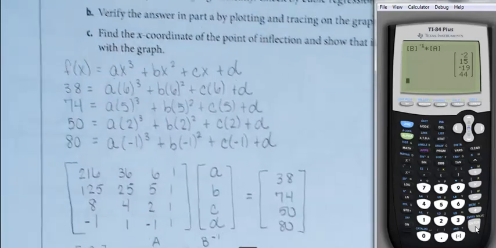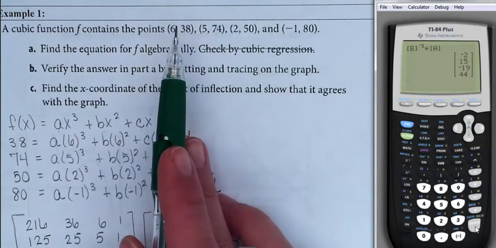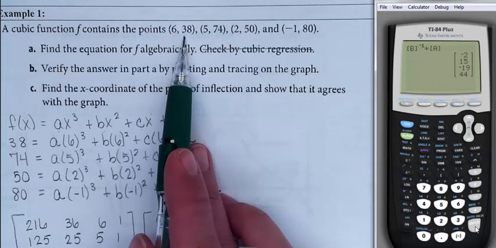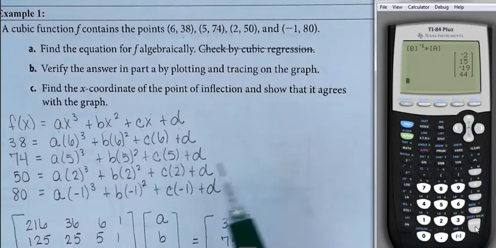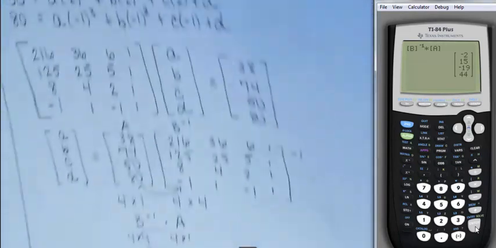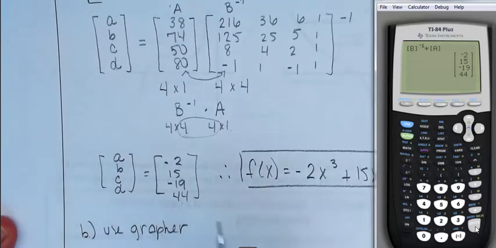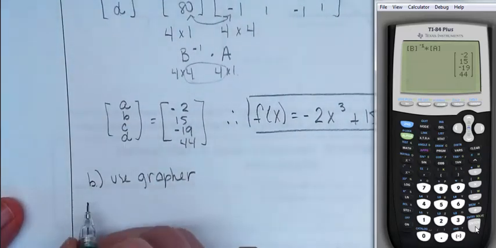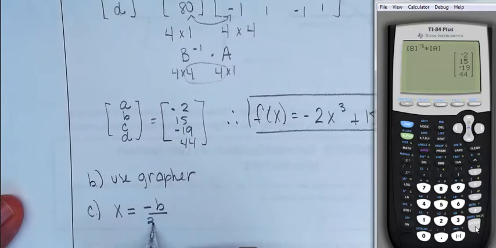Okay, and then you can verify it by plotting and tracing the graph, or you could even use your table function, to make sure that these points are actually on there. I'm going to let you go ahead and do that. And then we'll find the x-coordinate of the point of inflection and show it agrees with the graph. Okay, so I'm going to go ahead and skip to C. So B, you're going to use your grapher to make sure that you get some of those points. And then C, we're going to figure out our point of inflection, or the x-coordinate, which is going to be negative B over 3A.